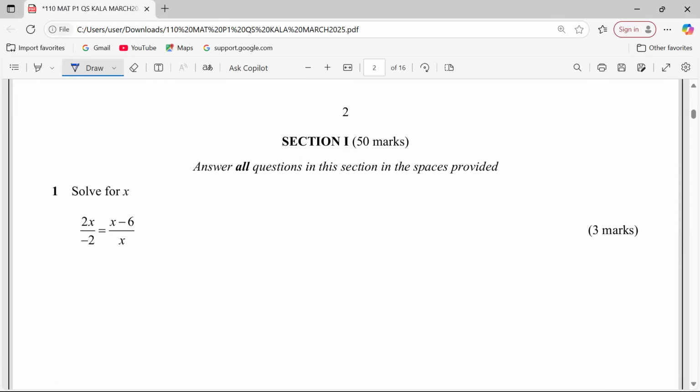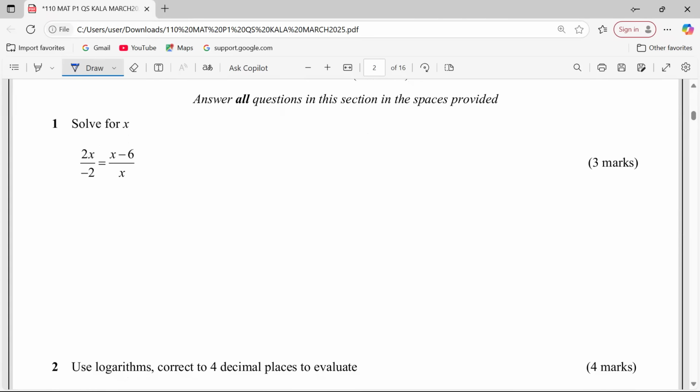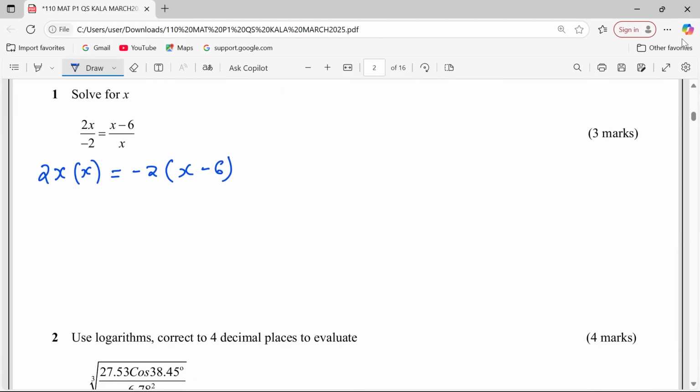Back to the paper now. Number 1, solve for x, given that 2x over negative 2 equals x minus 6 divided by x. So let's look at the possible solution of this question. The first thing that you should do here is a cross multiplication, whereby 2x multiplies x, then negative 2 multiplies x minus 6. That's a cross multiplication.